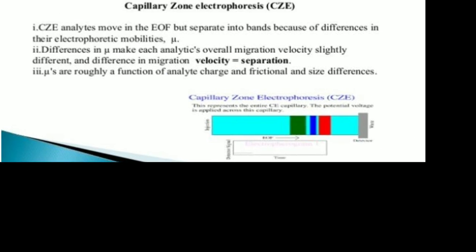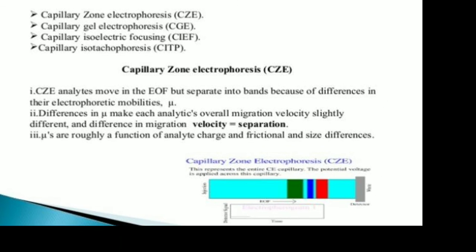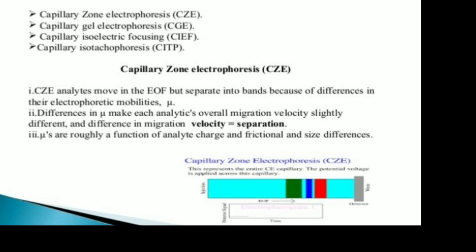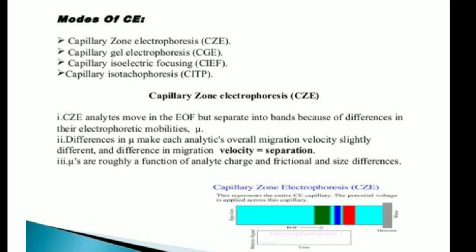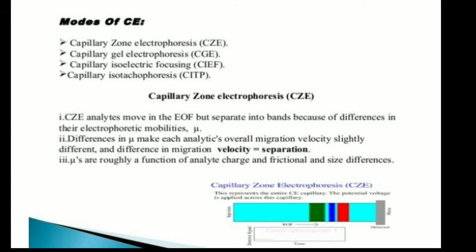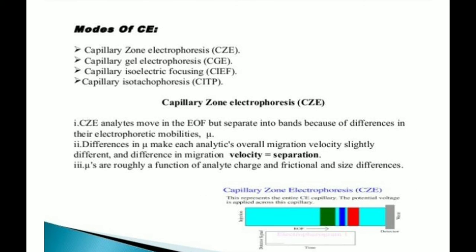So at the bottom of this slide you can see capillary zone electrophoresis. This represents the entire capillary electrophoresis process. You can see the potential voltage is applied, right? There are three different zones, in green, blue and red color. There is an electroosmotic flow. In capillary electrophoresis, you should understand what electroosmotic flow and electrophoretic flow actually are.